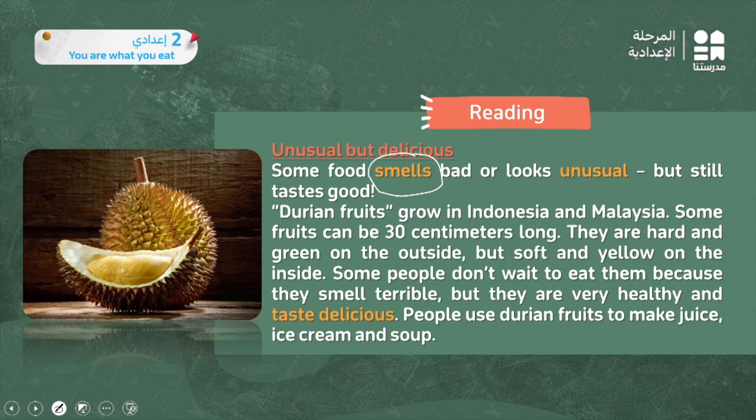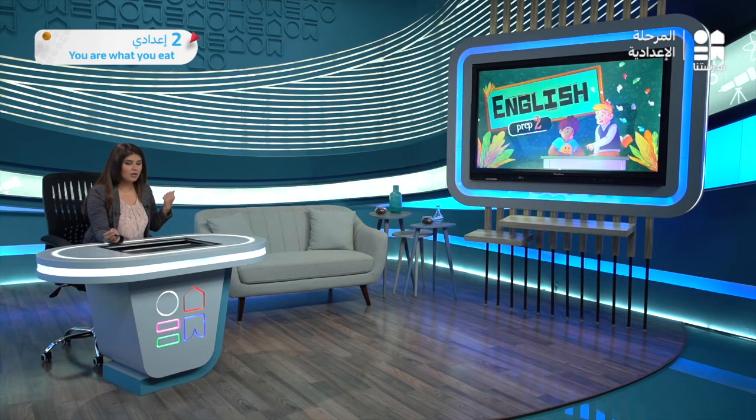But they are very healthy. بالرغم من كده ان هما very healthy مفيدين جدا. And taste delicious. It tastes delicious. طعمها حلو. People use durian fruits to make juice, ice cream or soup. Okay, so we can use durian fruits in juice, ice cream or soup. الشوربة أو الآيس كريم أو العصاير. This is the first kind of the unusual food. Let's focus on the second one.